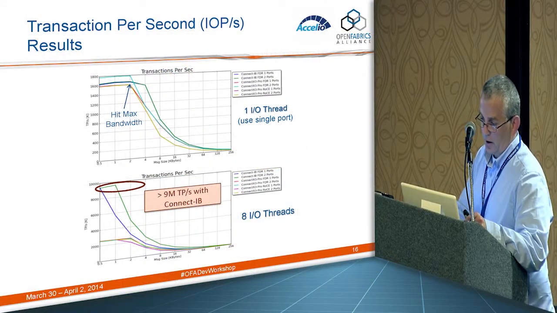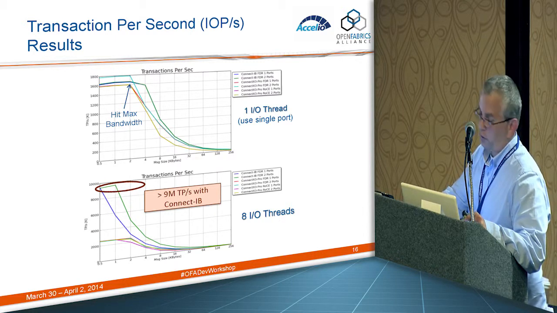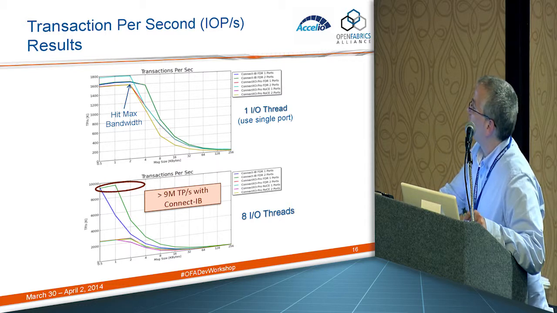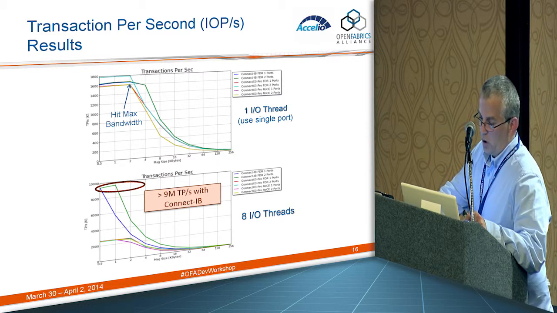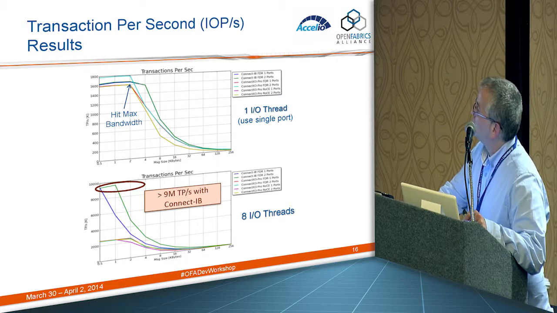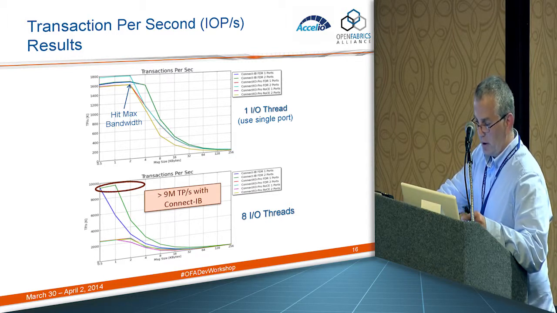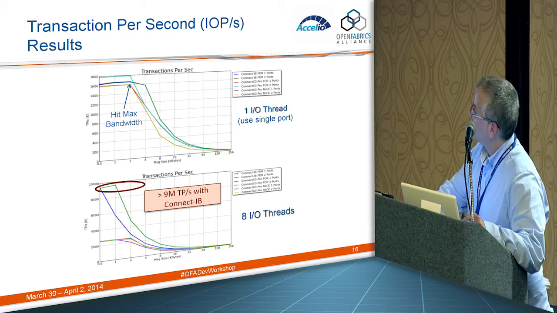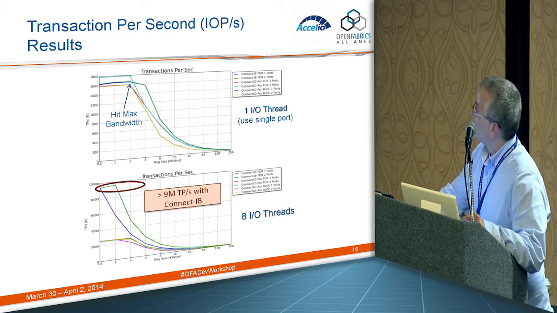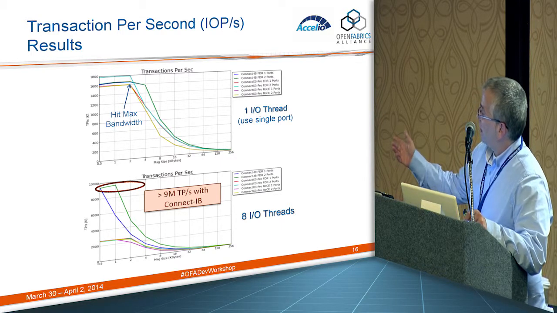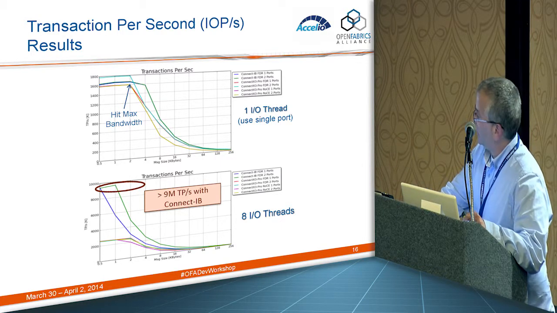As for transactions per second, or IOPS, as you can see, for small messages, we start with around 1,800,000 transactions per second for one thread. And it went down when we hit the maximum bandwidth, up to the limitation of the network card. I wanted to show another example with 8 IO threads as the system is scaling out.